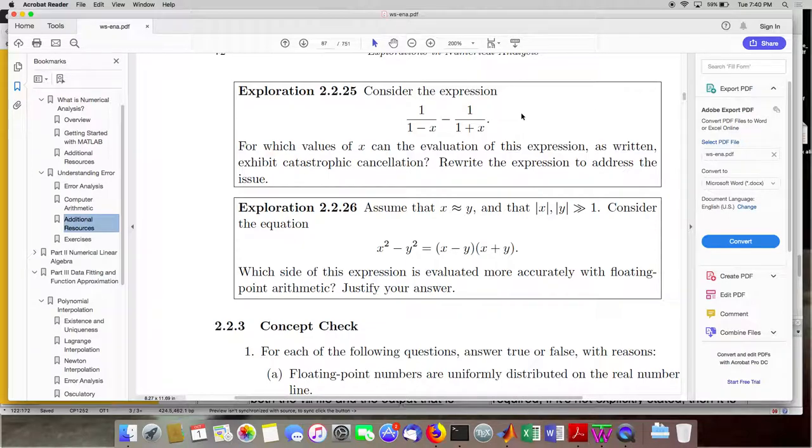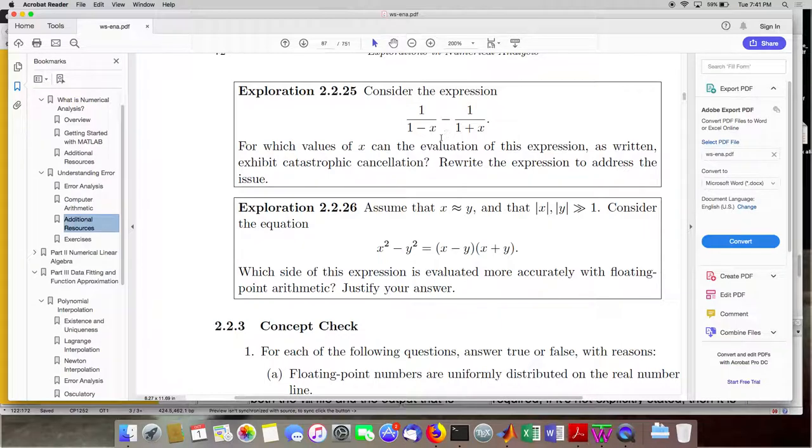So cancellation will occur if you're subtracting two numbers that are very close to each other. Now the thing is, you might be thinking, oh, x equals 1 is a problem. If x equals 1 you plug in here, you're done for. This is going to be undefined. So I'm not talking about x equals 1.